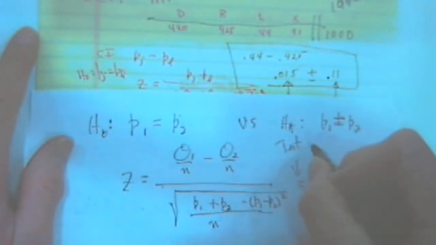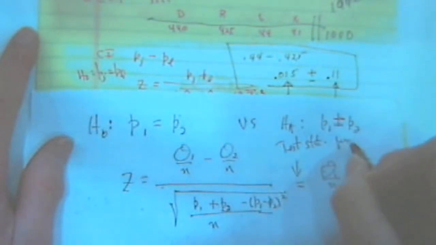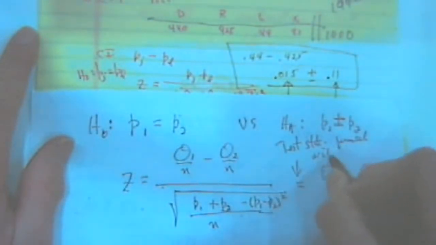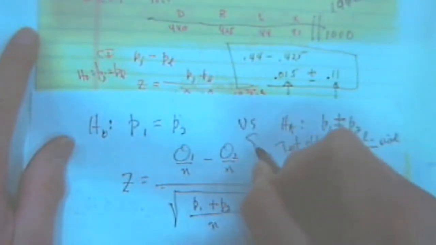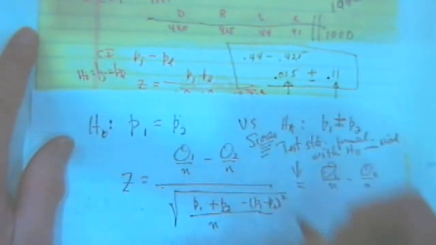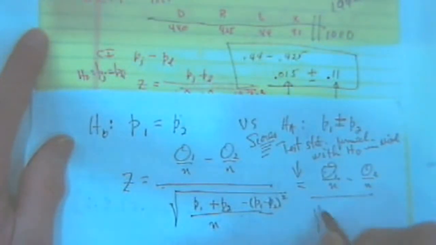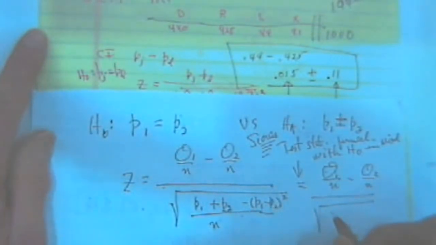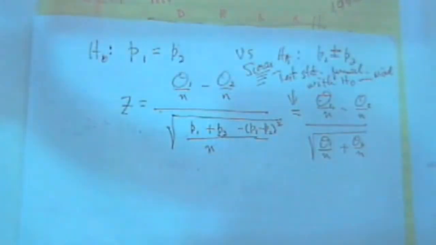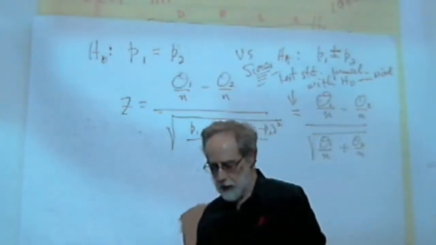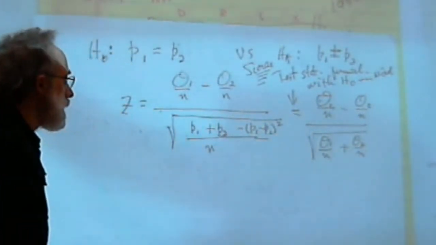With H naught. This is called the scores. So that piece goes by, right? And then I don't know P1 and P2, so I just put in O1 over plus O2. Now that'll be a z-test. Okay, we'll compare it with z critical values.